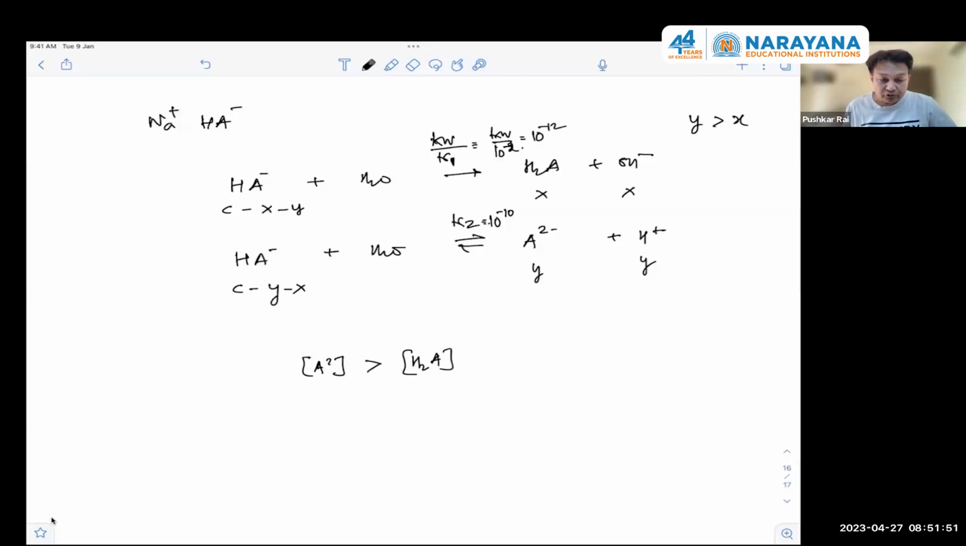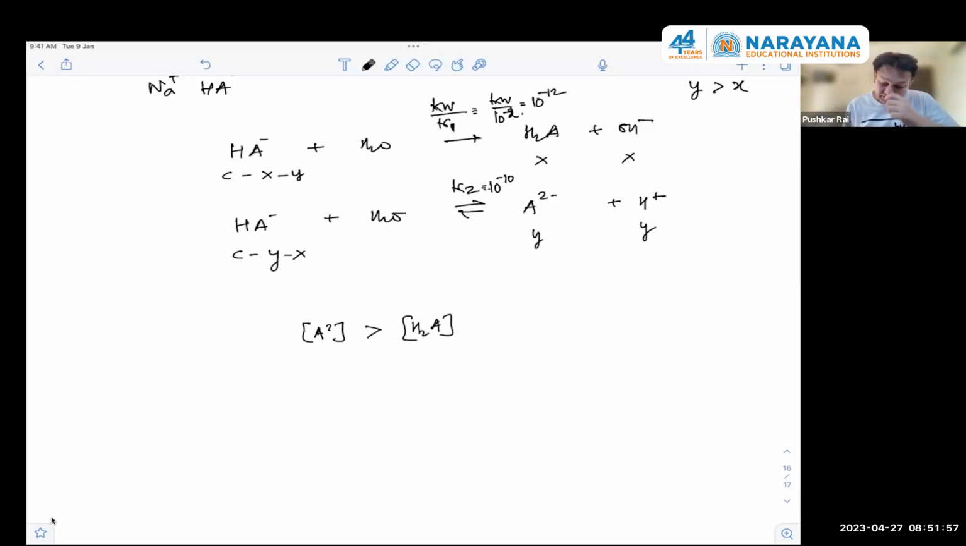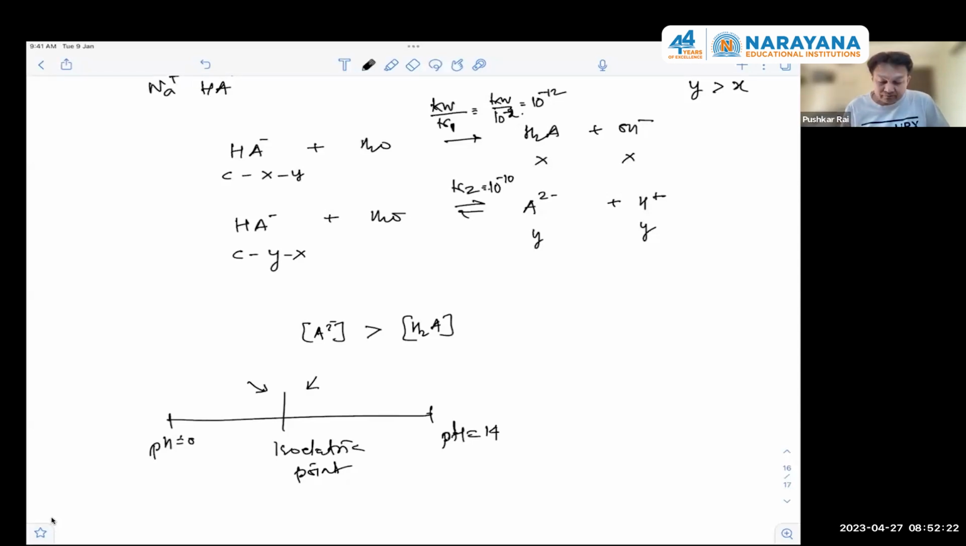And this is the approach through which you add this. So when A2 negative is greater than H2A, that clearly means A2 negative is not equal to H2A. So where are we? If this is the isoelectric point, this is pH equal to 0 and this is pH equal to 14. Where are we, towards the left hand side or towards the right hand side? We are towards the left hand side.